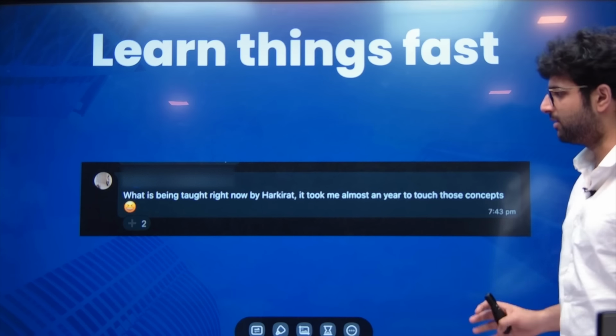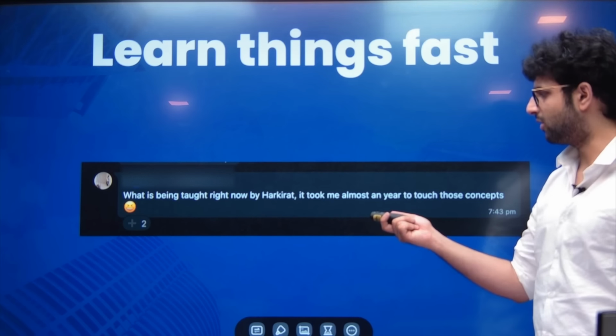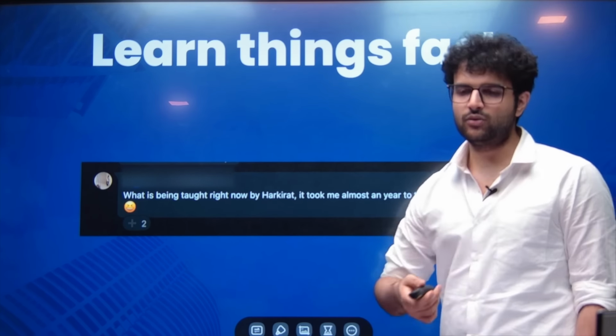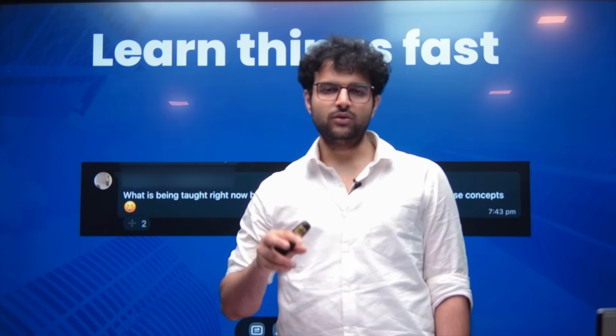This is from my TA, not anyone from the cohort. This could be a biased opinion, but this was the opinion after the TypeScript class. And what it says here is, what is being taught by Harkirat Singh now, it took me almost a year to touch those concepts. I would mostly agree. It took me almost a year to understand TypeScript, and we tried to chunkify it down into 2 classes of 2 hours each. So that is the high level goal.